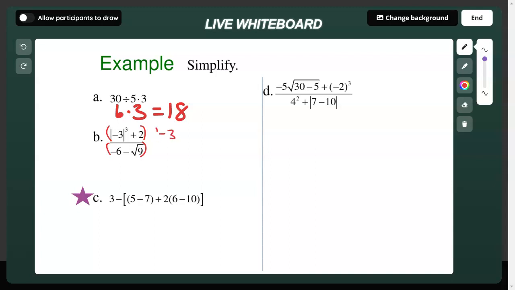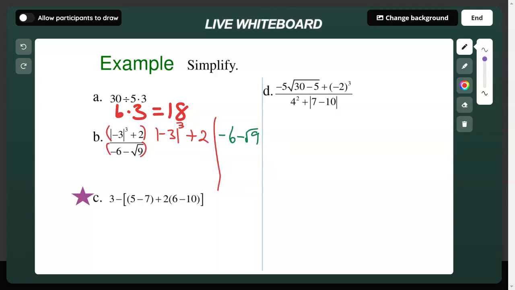I'm going to say, okay, so I've got the absolute value of 3 cubed, plus 2. And then I also have my denominator. That is negative 6 minus the square root of 9. So I'm going to work both of these, and that's going to be my numerator and denominator for what I'm going to simplify. Okay? So looking at what's in red, what's the first thing I'm going to do here?